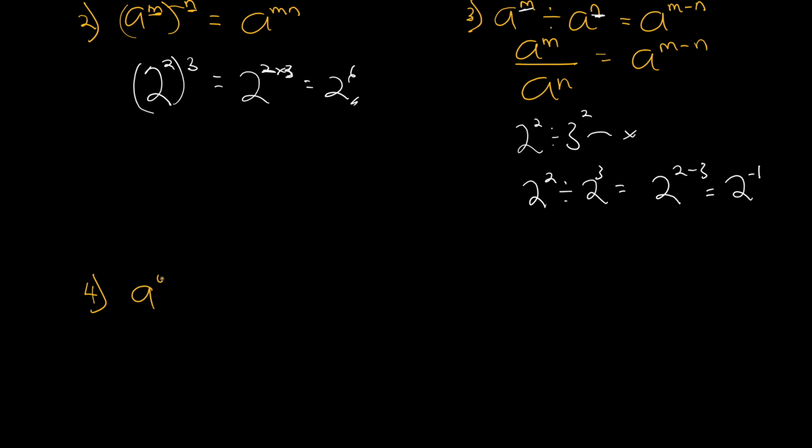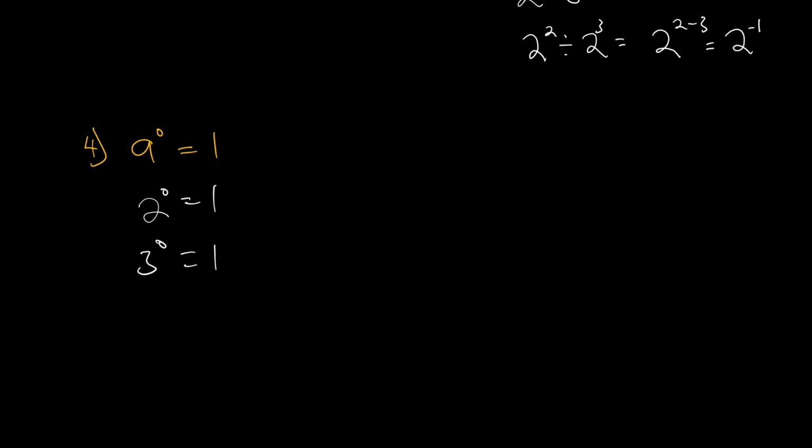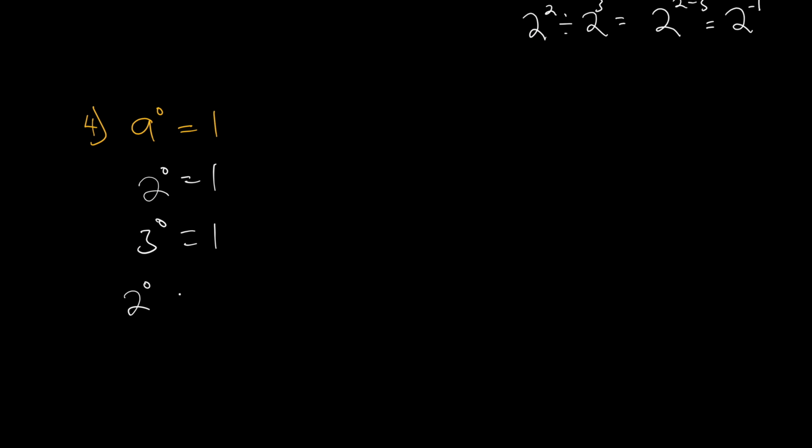So rule number 4, a^0 is equal to 1. This means that any number raised to the power 0 is equal to 1. a can be 100, a can be 9, a can be 1,000, whatever a is. If it's raised to the power 0, it is 1. So 2^0 is 1, 3^0 is 1. Because of this, we can say that 2^0 is equal to 3^0, and this equation is valid because 2^0 is 1 and 3^0 is 1, and 1 is equal to 1.